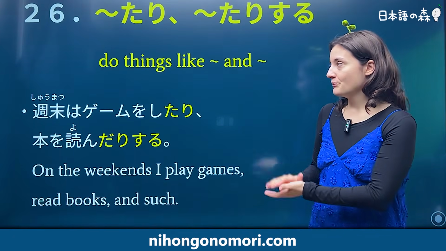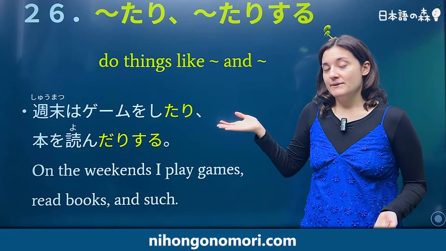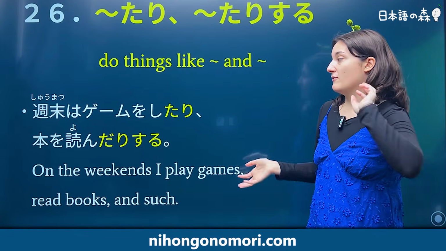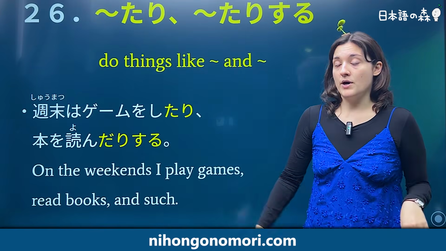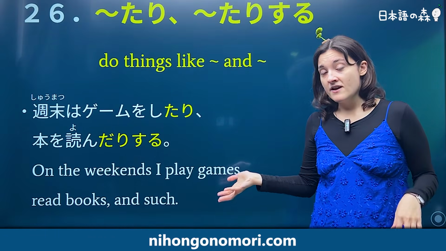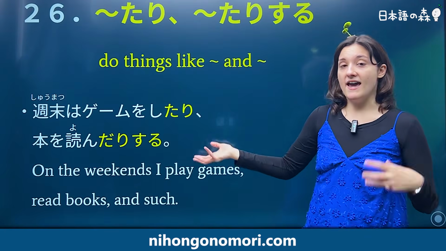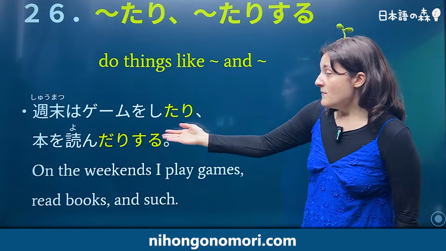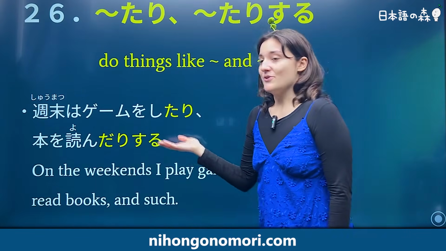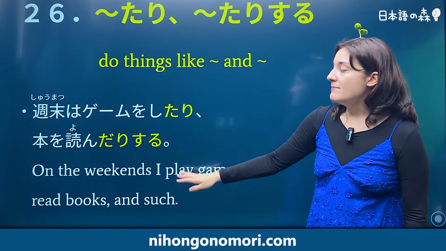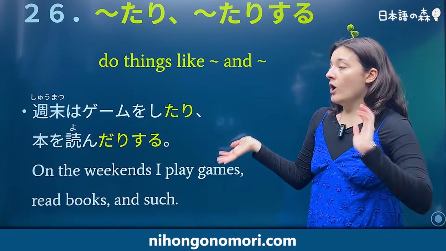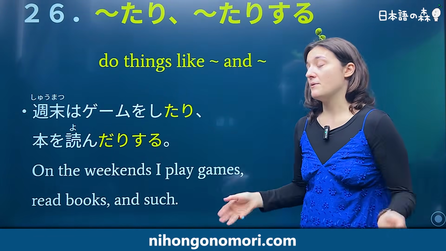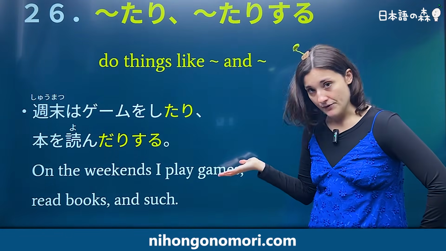Tari tari suru. Do things like blank and blank. This is how we list examples of actions, right? So we might have seen before things like the particle ya, where you list examples of nouns, but the list isn't limited to just the ones you're saying. This is the same, but with actions, with verbs. 週末はゲームをしたり、本を読んだりする. On weekends, I play games, read books, and such. So with this form, the implication is that we didn't only play games and read books, we also did some other things that we just aren't mentioning here. It's a list of examples.